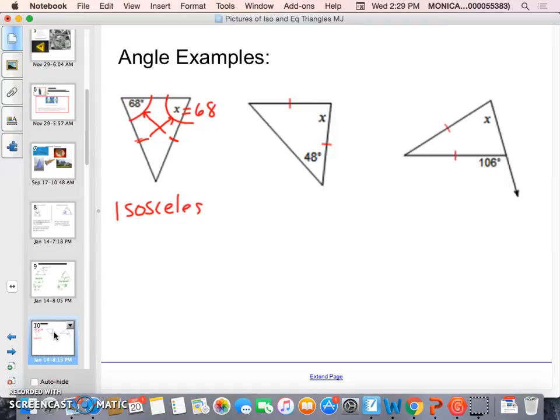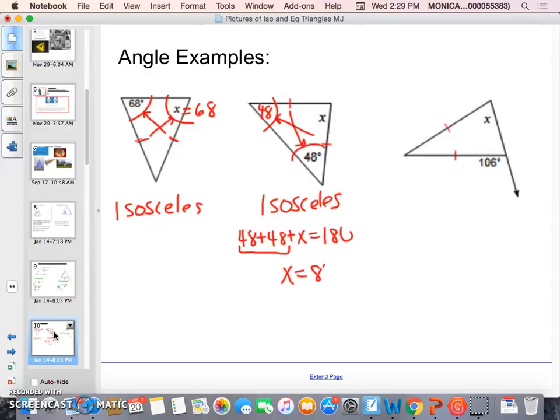Example 2 is also an isosceles. But this time, this angle here and this angle here are congruent. So I know this one's 48, and I know this one's 48, but I'm looking for the missing angle. So I'm just going to simply do 48 plus 48 plus x equals 180. When I do the math, add these, subtract it from 180, I end up with x equaling 84.